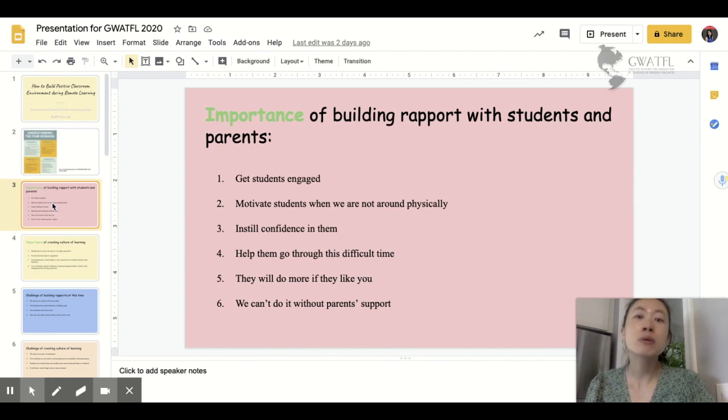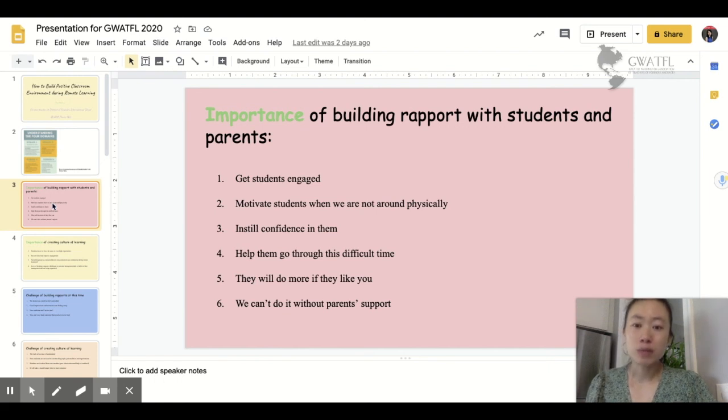Number 3, instill confidence in them. Kids need to be reminded that they're doing great and they can do it. But without seeing us and getting one-on-one attention from the teachers, they may not feel as confident as before. And without confidence, they will show less interest in the course or less engagement. So how can we, as educators, still instill a sense of confidence in our kids?